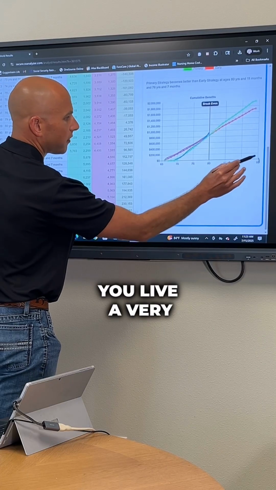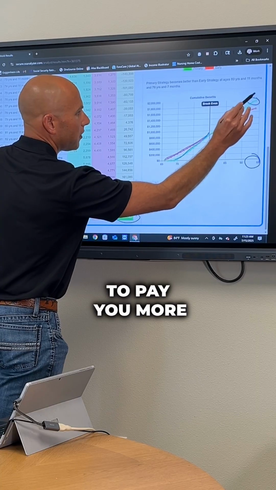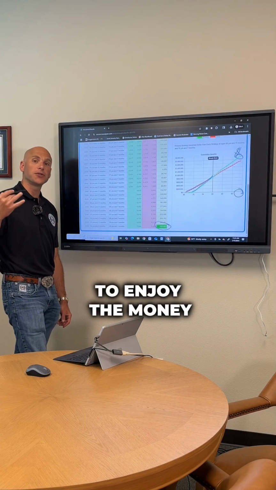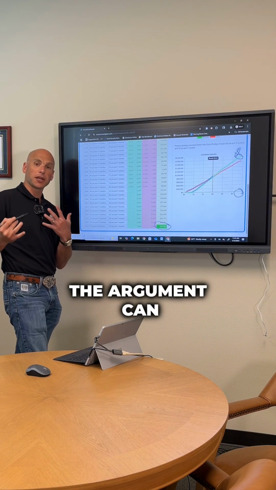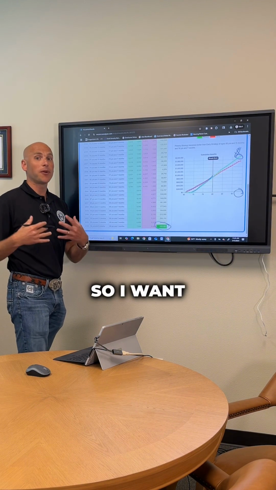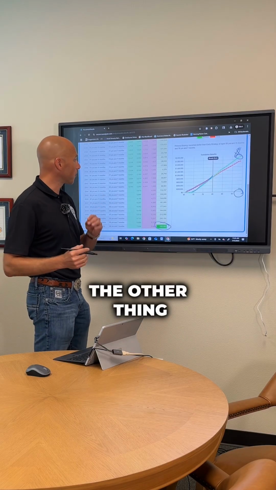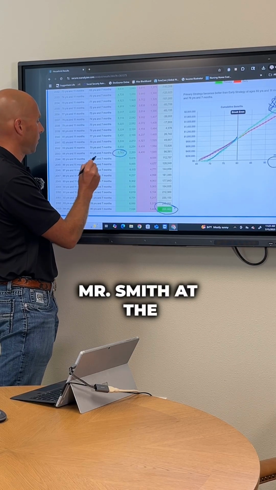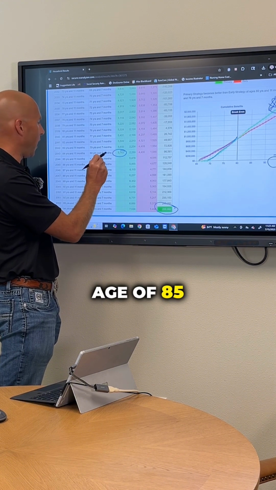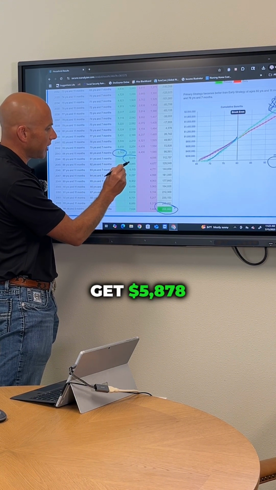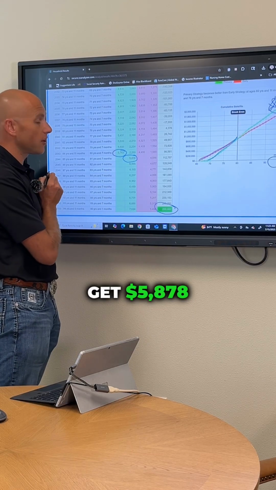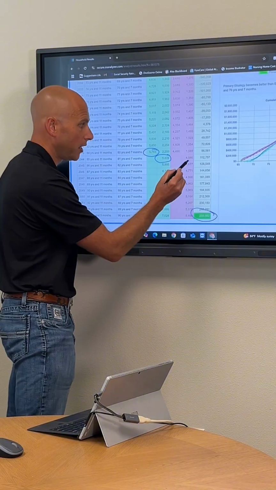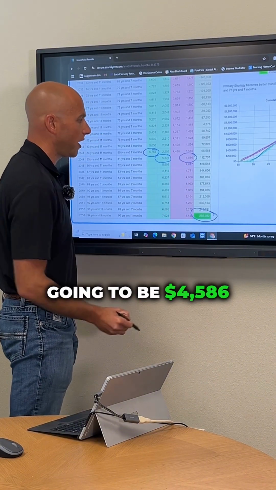So obviously if you live a very long life, delaying is going to pay you more money over the course of time. But you have to ask yourself, when are you going to enjoy the money the most? Reciprocally, the argument could be made that things are not getting cheaper, so I want to intentionally delay. The other thing to consider here is that if he, Mr. Smith, passes away at the age of 85, she's going to get $5,878 as a survivor benefit. However, if he decided to take it early, the survivor benefit is only going to be $4,586.